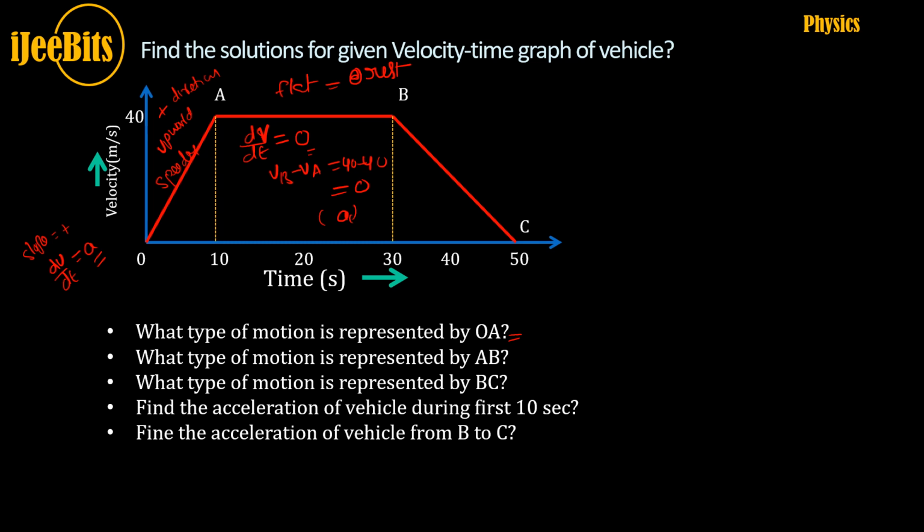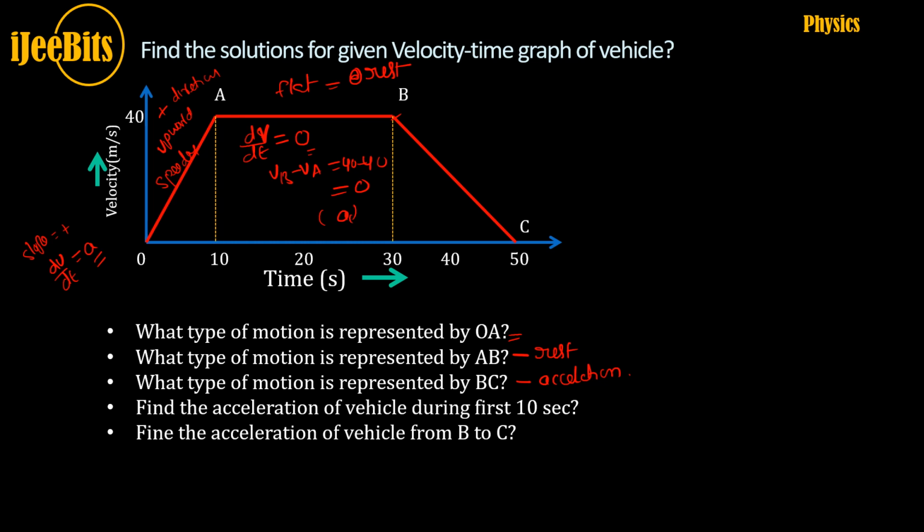Okay, now look at this one. So what type of motion is represented by A to B? It is a rest. This is called rest. What type of motion is represented by BC? Downward direction, retardation, right? We talk about negative acceleration. But that is a constant acceleration too, because slope is constant.